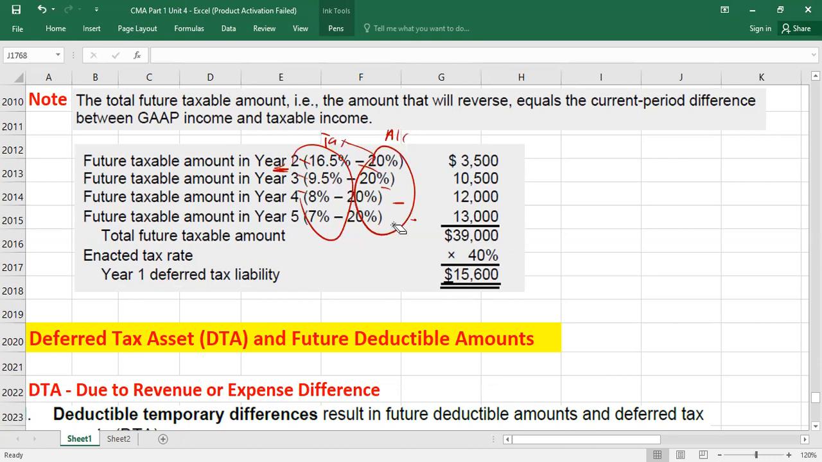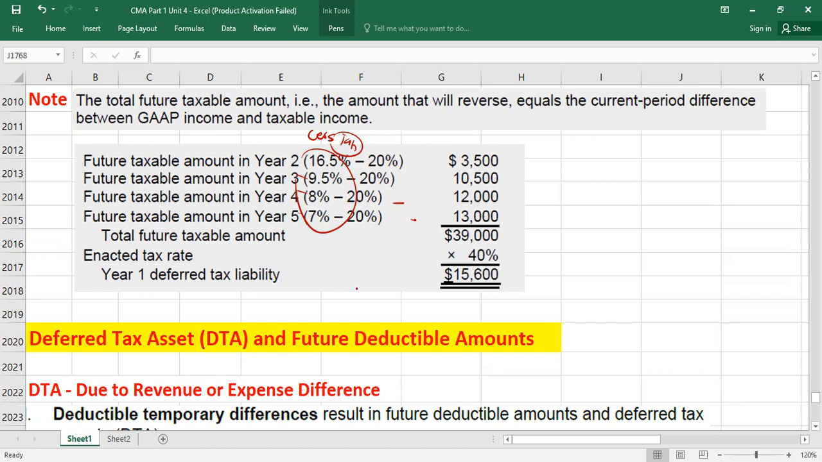Tell me where you are charging less depreciation and where you are charging more. You are charging less here, right? This is tax. Less depreciation means, in future, now this is future. In future, what will happen? Less expense means more income. That's why you will pay more tax later. That's why it was a liability previously, because you have to pay tax in future. Right? In future, not in the current year.